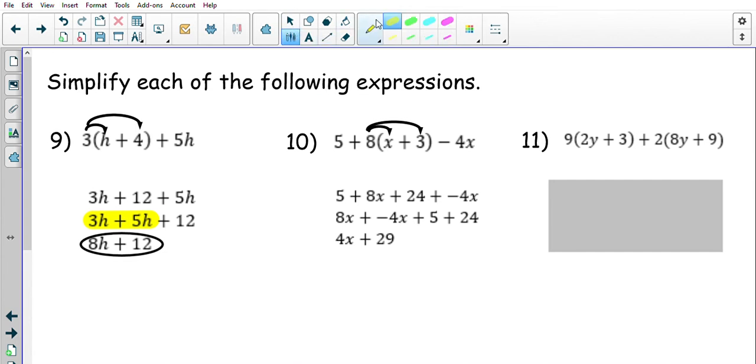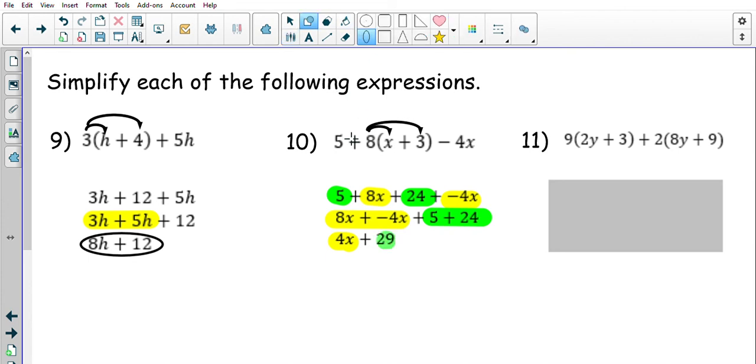Now I put my like terms side by side, my 8x and my negative 4x right here. My 5 and my 24, we call them constants because they don't have a variable attached. Combine my like terms, 8 plus negative 4 is going to get us 4x. And then 5 plus 24 is going to get us 29. So my final solution here will be 4x plus 29.